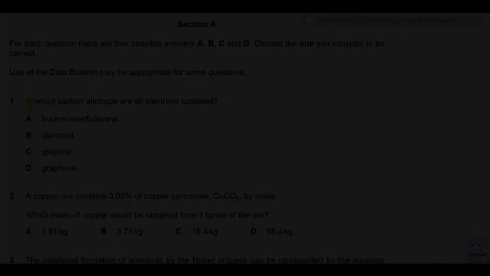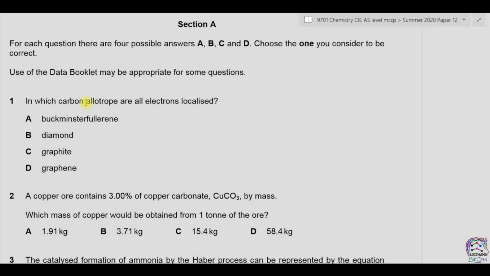Let's start. Question 1. In which carbon allotrope are all electrons localized? Now localized means that the electrons are fixed. We can see there are 2 types of covalent bond. One is sigma covalent bond and another is pi covalent bond. In sigma covalent bond, electrons are always localized because they are fixed between the 2 atoms. They cannot move freely, while pi electrons can move freely.